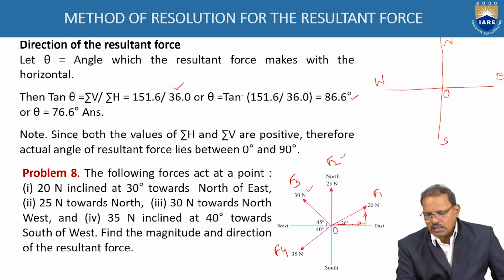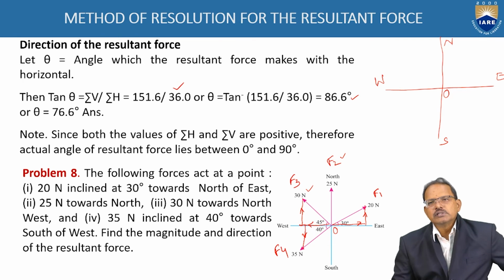Similarly, F2 has only a vertical component, there is no horizontal component. F3 is first moved toward the horizontal line and the vertical line. This is the way of resolution of the forces. Similarly, the fourth force, 35 newtons, is resolved into two components like this, a downward direction and the negative x direction.